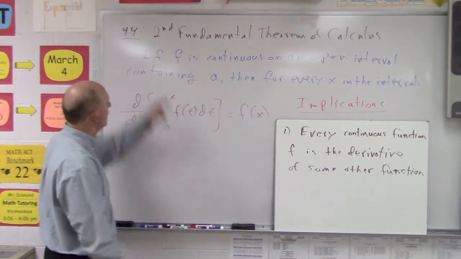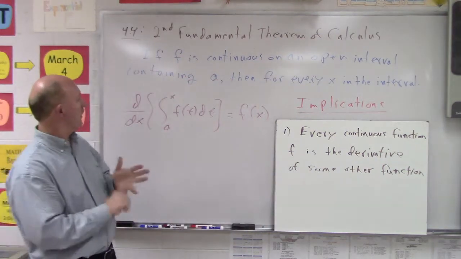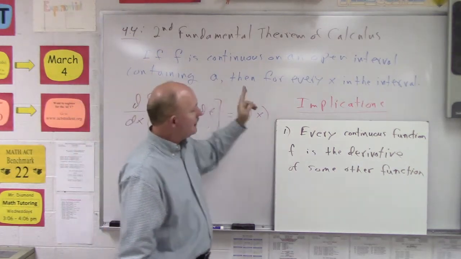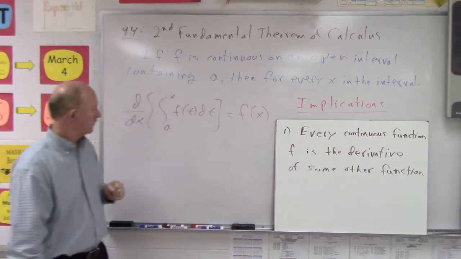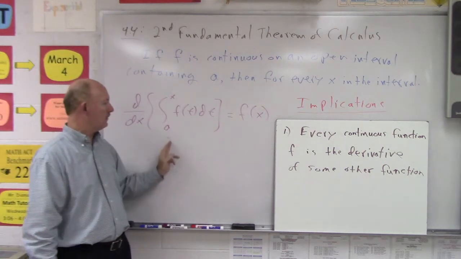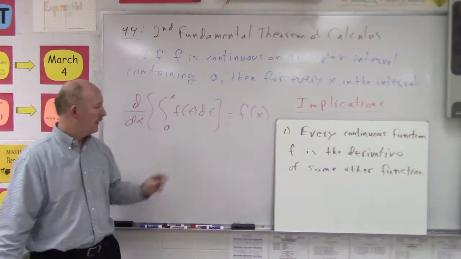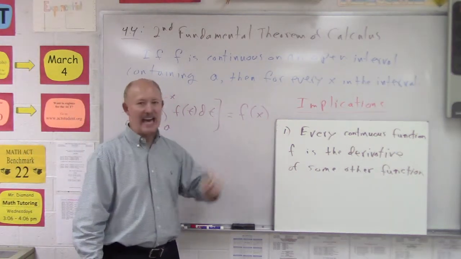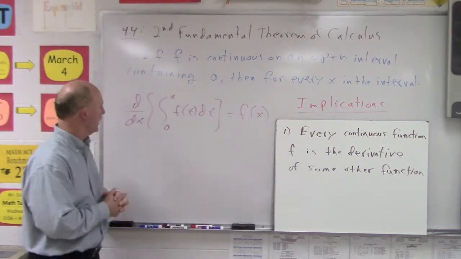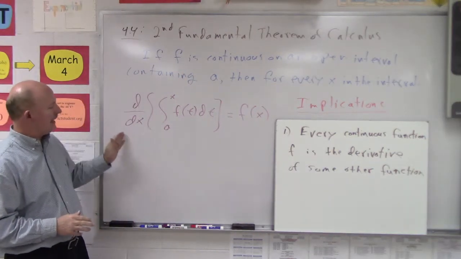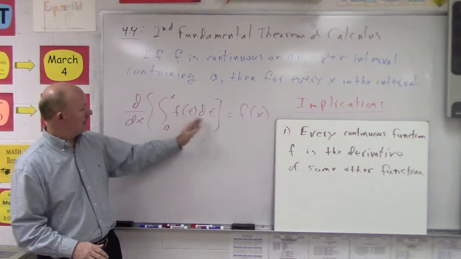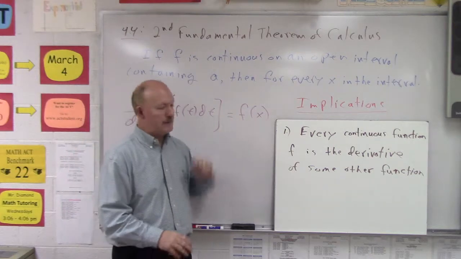Now, this is what it says. If f is continuous on an open interval containing a, then for every x in the interval, the derivative of the integral from a to x of f of t dt is equal to f of x. So the derivative with respect to x of the function from a to x of f of t dt is equal to f of x.